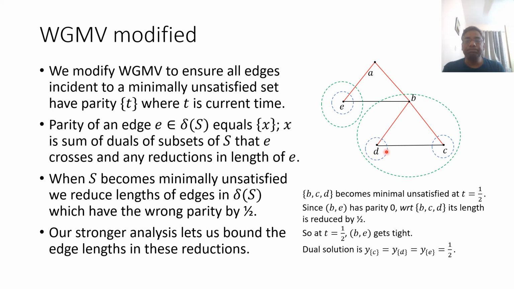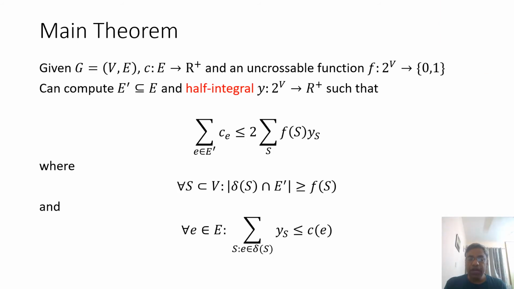And so the duals that we have raised are just this, which we raised to an extent of a half, this we raised to an extent of a half, and this we raised to an extent of a half. So this is actually a half integral dual solution. Our stronger analysis will actually let us bound all this reduction in edge lengths that we are doing. And then we are able to prove this main theorem, which says that if I give you a graph and an uncrossable set function, I can pick a set of edges such that those edges meet the requirements of all sets, and the total cost of those edges is at most the dual that I can build, where the dual satisfies your packing constraint.